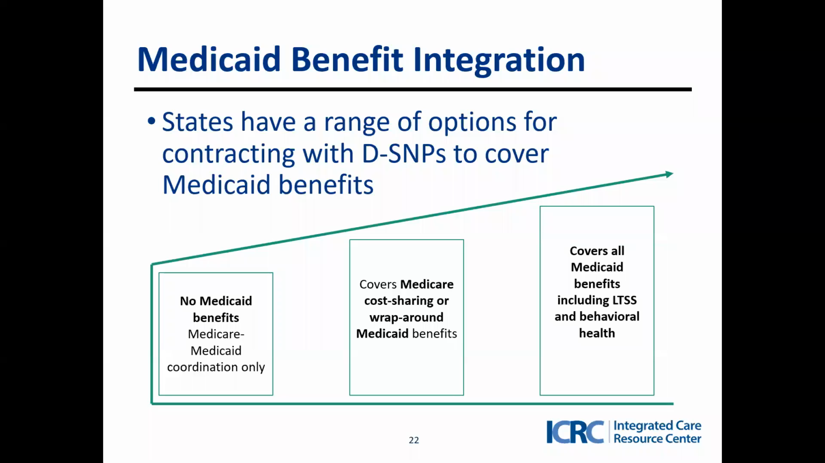So we'll talk a little bit about levels of Medicaid benefit integration again later on in the webinar, but I wanted to reiterate that because D-SNPs must contract with the state and also they must cover or coordinate Medicaid benefits, they're in a better position to coordinate care for a state's dually eligible population. In particular, when D-SNPs are contracted to cover some or all Medicaid benefits, they're financially incentivized to maintain and improve their members' health because they're responsible for covering the full spectrum of services that dually eligible individuals may need.